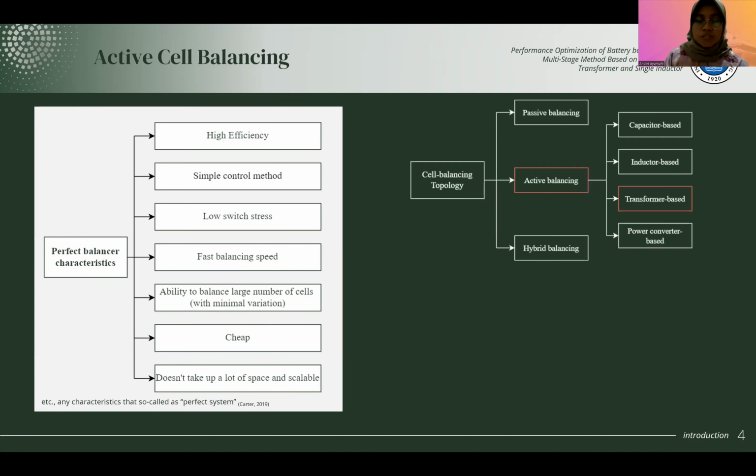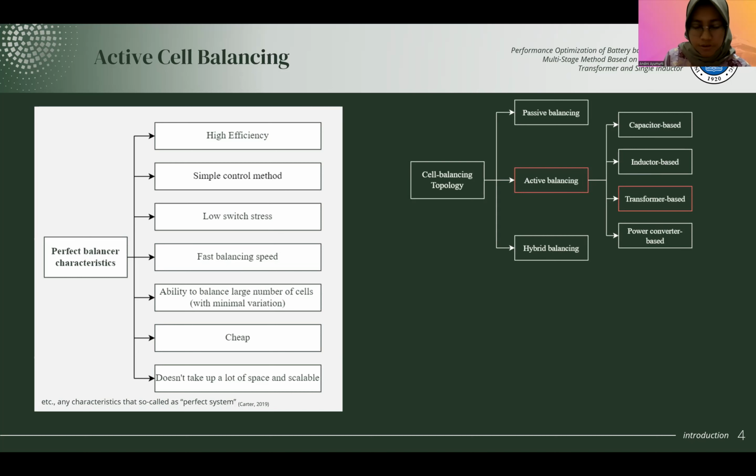And I wanted to focus on how cell balancing topology is divided into three main parts. The first is passive balancing topology, or resistive balancing, which, by its name, consists of resistive components that dissipate energy. The second, our main concern here, is active balancing topology, which consists of active components that can store energy like capacitors, inductors, transformers, and also power converters. And the next one is hybrid balancing topology.